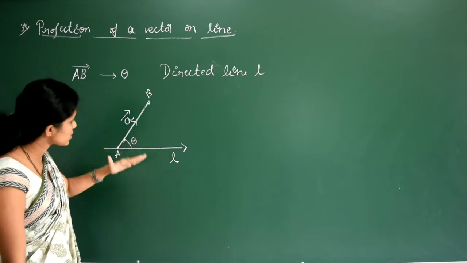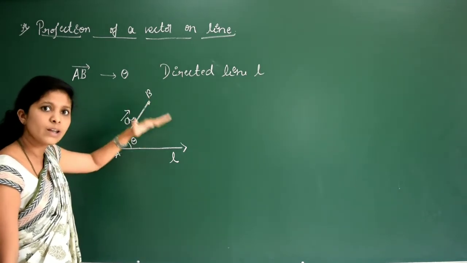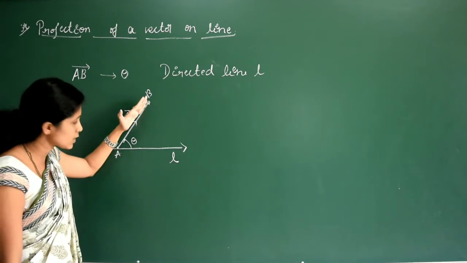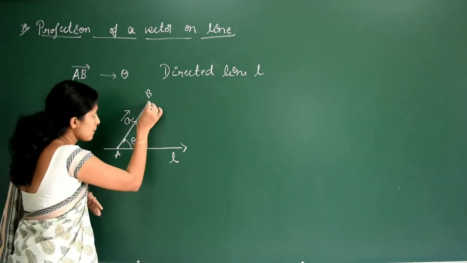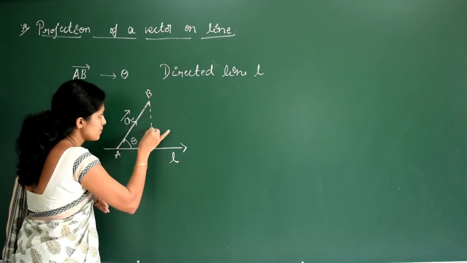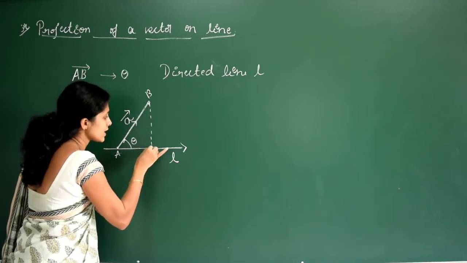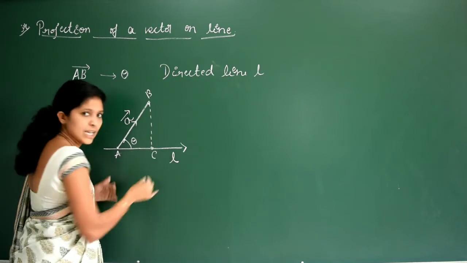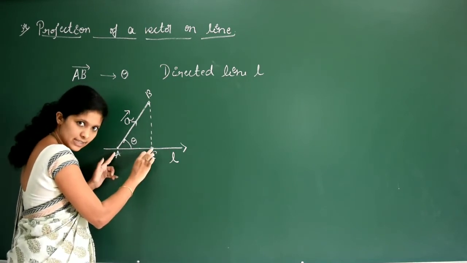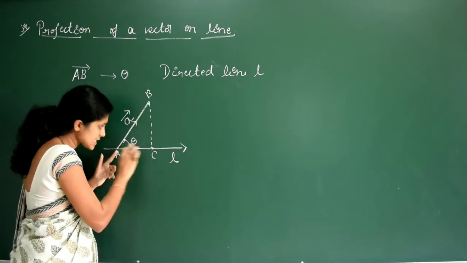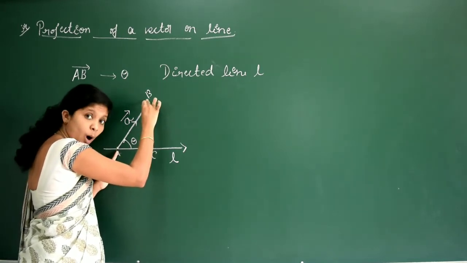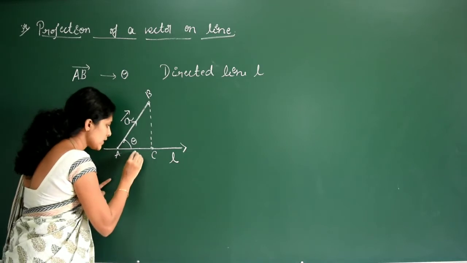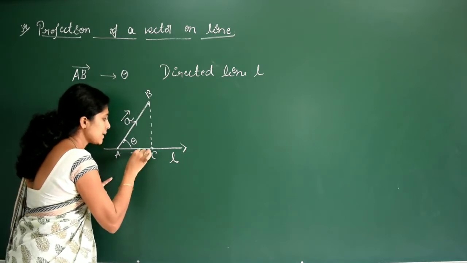Then the projection of AB vector on line L, I mean the projection of AB vector, is nothing but the image of AB vector. So if I draw a perpendicular from here to here, it's clear? This is considered as point C. Now here AC vector is called the projection of vector AB on the line L. Usually we represent the projection by P vector.